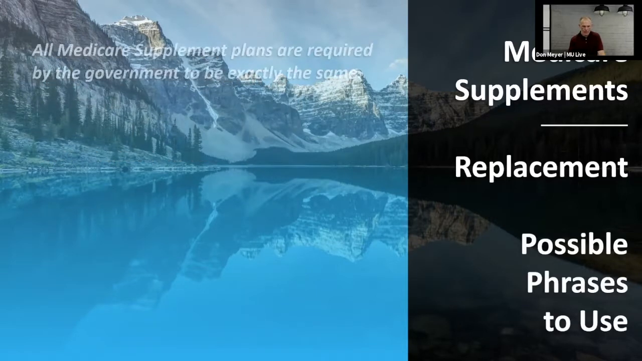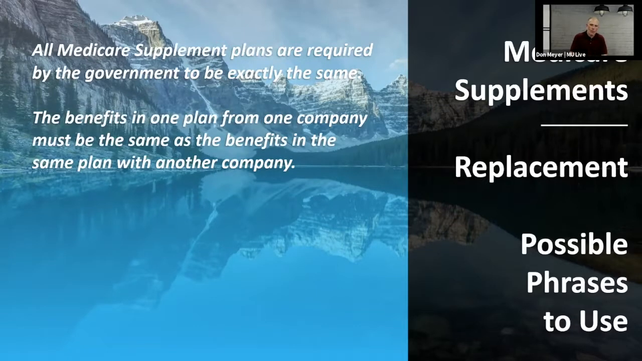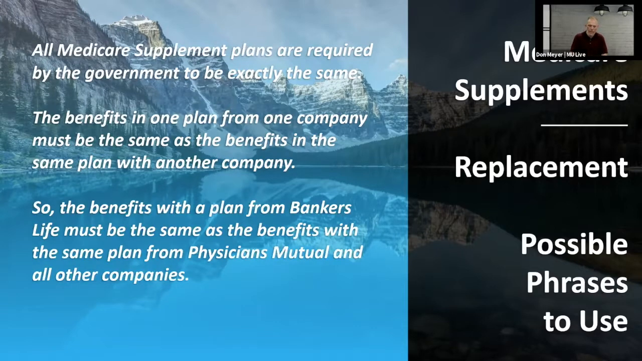So here's what I start. I tell people, once I know that they can help qualify, I'll say all Medicare supplement plans are created by the government to be exactly the same. You're going to notice that there's one word that is repeated over and over in this. The benefits in one plan from one company must be the same as the benefits in the same plan with another company. So the benefits with one plan, with a plan from Bankers Life, must be the same as the benefits with the same plan from Physicians Mutual and all other companies.